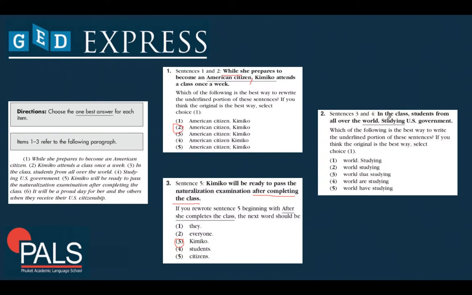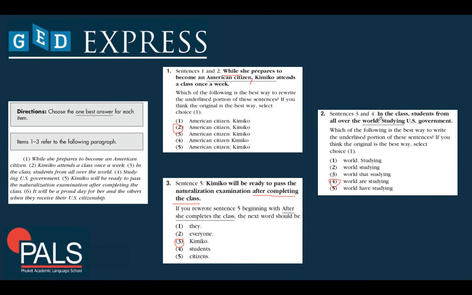Sentences 3 and 4: In the class, students from all over the world studying U.S. government. Which of the following is the best way to rewrite the underlined portion of these sentences? If you think the original is the best way, select choice 1. Give you a few seconds there, although I gave you the answer earlier. In the class, students from all over the world studying U.S. government. If your answer is number 4, then you are correct.